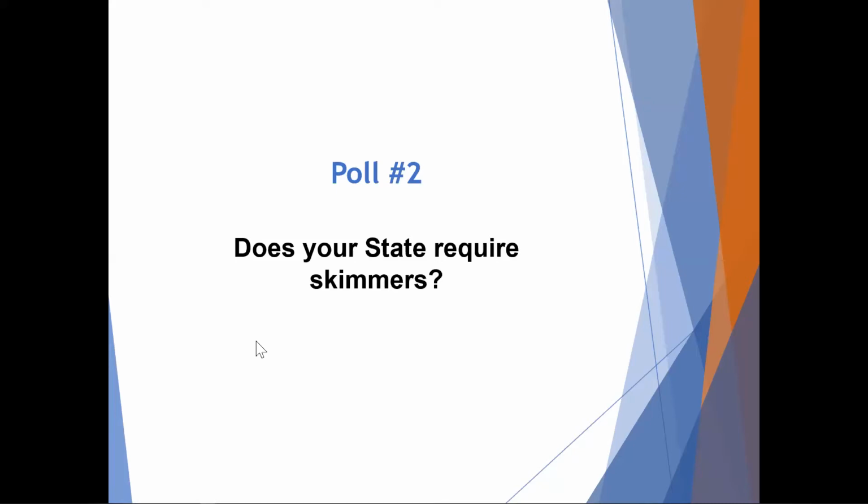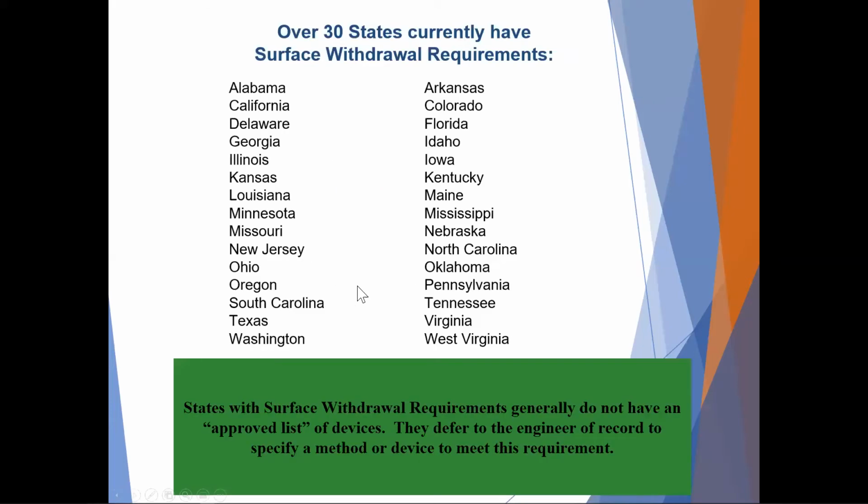While you're filling that out, this is a list of states that generally have surface withdrawal requirements. It should be pretty up to date. There may be one or two states that have been added to this or renewed their construction general permit since we compiled this list. But there are about 30 states that have surface withdrawal requirements. If you hit somewhat or no in the poll and realize that your state's on this list, you're probably in one of those where it's not very well enforced yet.